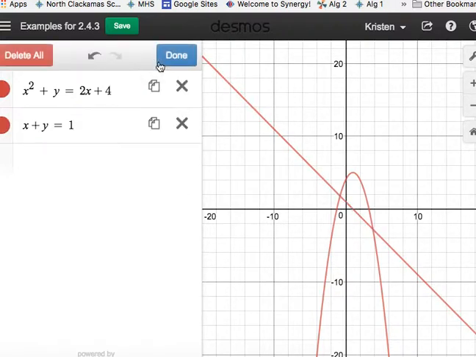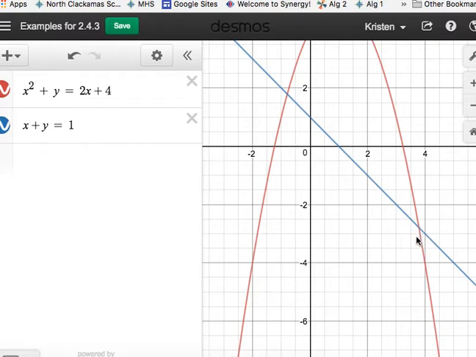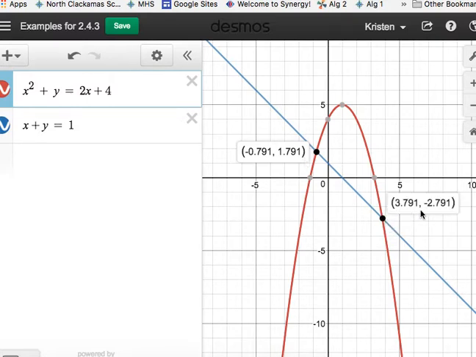Okay, let me just change the color of one of those so you can see a little bit better. There we go. You can zoom in. We had zoomed out before. And as we zoom in, we see one of the solutions right here is at like negative 1 something. Oh no, not 1 something. This is negative 1. Yep. So if I zoom out, there we go. Not quite negative 1 and not quite negative 2. That's our solution at negative 0.791 and 1.791. The other solution is down here at 3.791 and negative 2.791.